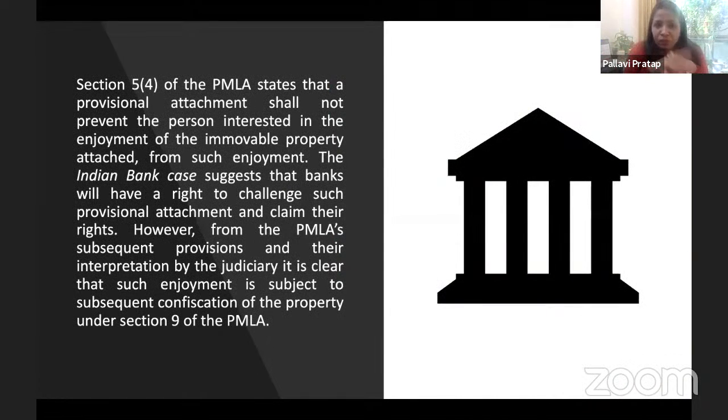Now, coming to Section 5(4) of the PMLA, it states that provisional attachment shall not prevent the person interested in the enjoyment of the immovable property attached from such enjoyment. And the Indian Bank case suggests that banks will have a right to challenge such provisional attachment and claim their rights. However, from the PMLA's subsequent provisions and their interpretation by the judiciary, it is clear that such enjoyment is subject to subsequent confiscation of the property under Section 9 of the PMLA. Now, this is where I think it is important for all practitioners to understand the difference between Section 5 and Section 9 of the PMLA.